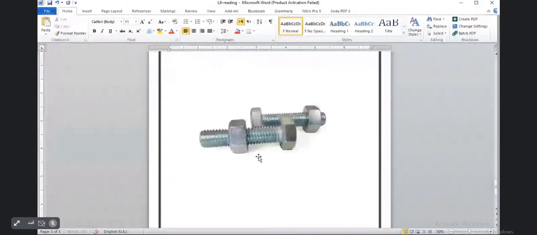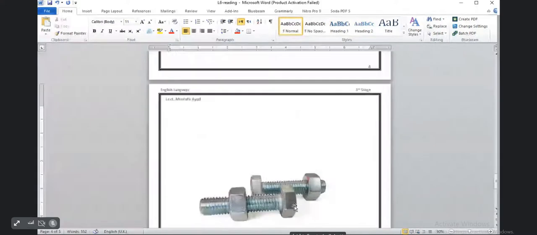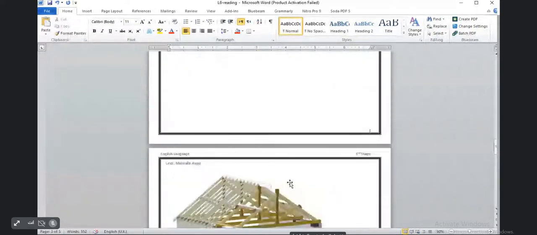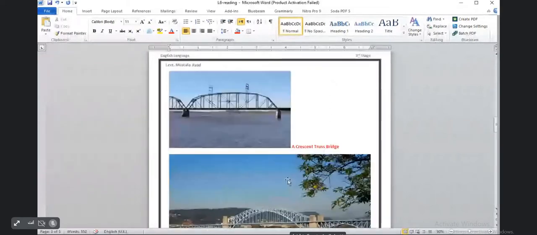This is the bolt. BC students, this is the bolt. This is the nut and this is the screw. We call it a nut. Okay, so you see, Mahmoud, we use bolts or rivets to connect members with panel points.